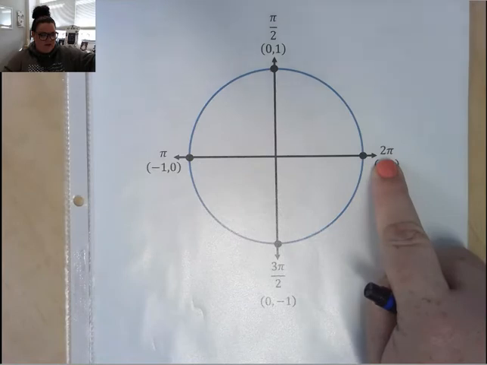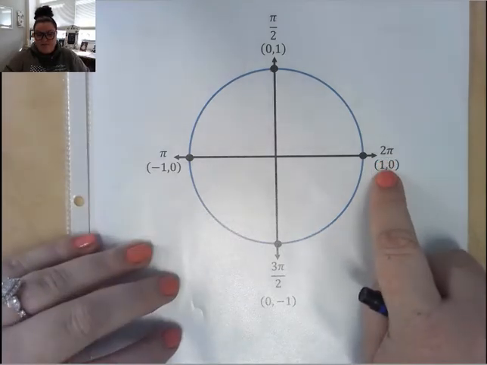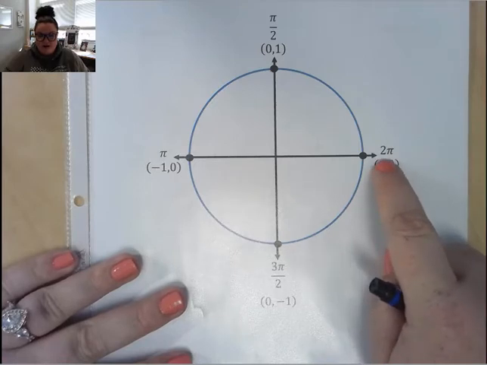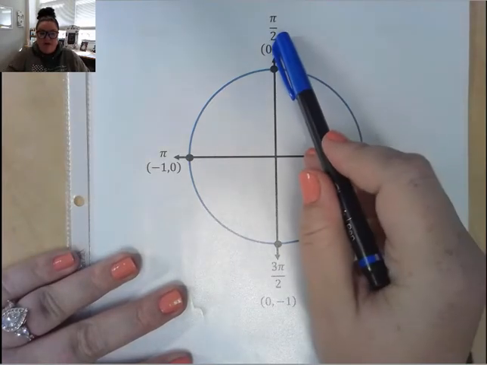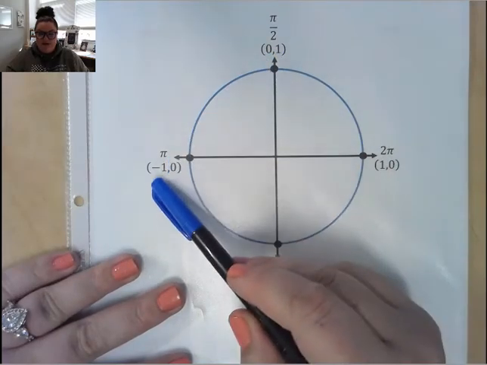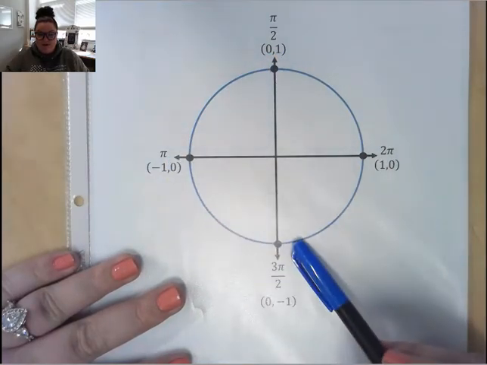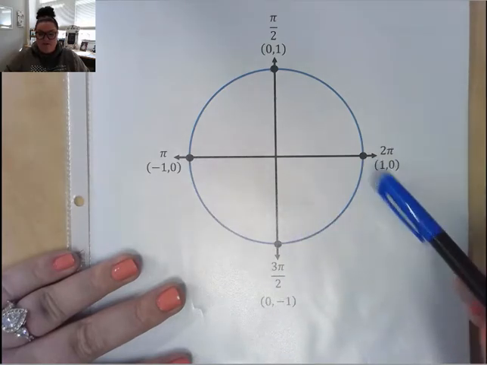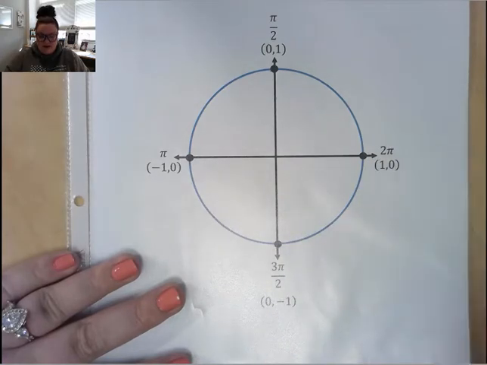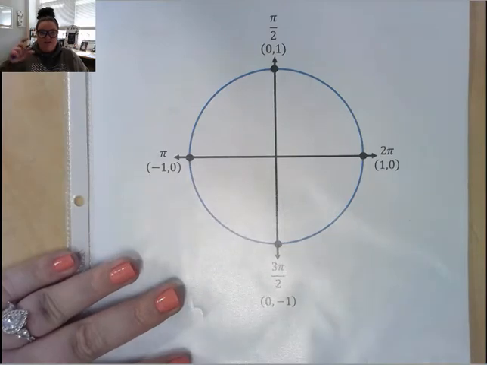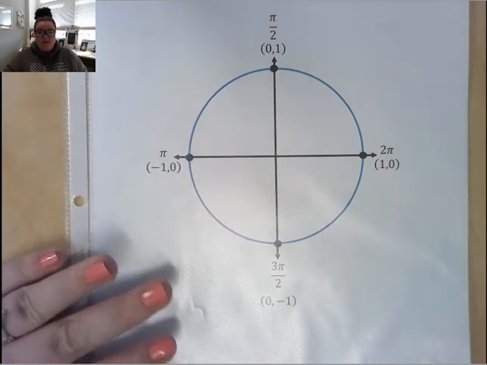Instead of putting 0 or 360, we're going to call this 2 pi. So we go from pi over 2, which gives us the point 0, 1, to pi, which gives us -1, 0, down to 3 pi over 2, which gives us 0, -1, and then back up to 2 pi, which is 1, 0. I'm going to pull this out from time to time as we work through these problems. Again, if you want to jot this down on a little piece of paper to have by your notes, that might be really helpful.